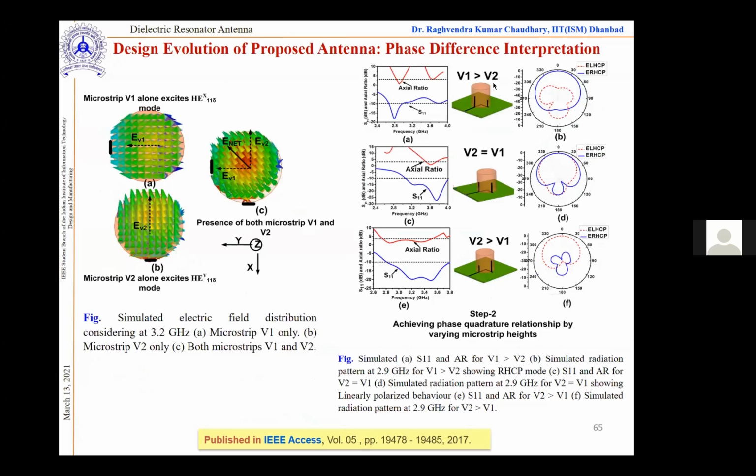So when V1 is greater than V2, we have the RSCP, right hand circularly polarized wave inside the DR. Whereas when V2 is greater than V1, we have this kind of LSCP. And when V1 is equal to V2, we are able to maintain the orthogonal field component, but we fail to introduce the 90-degree phase or delay, and hence we have linear polarization. And this could be confirmed by the axial ratio plot as well.